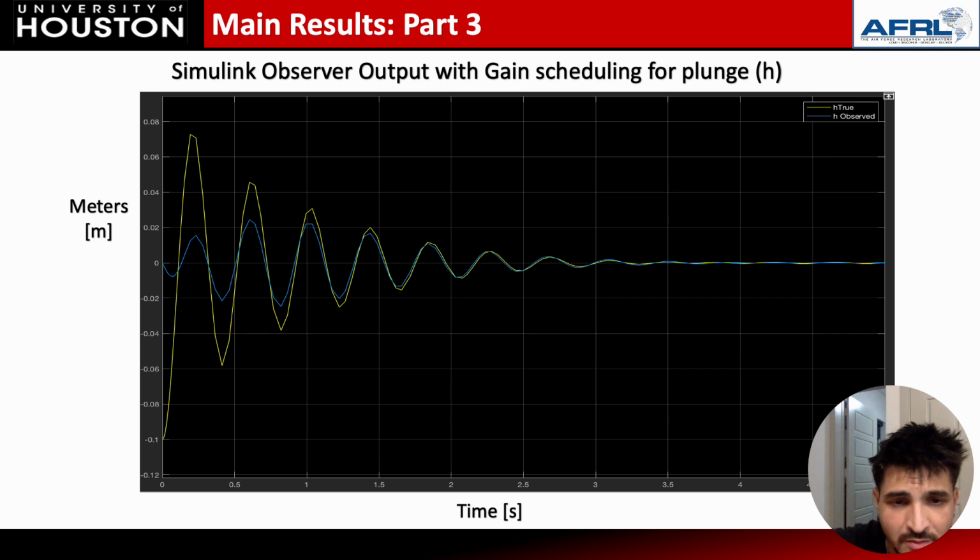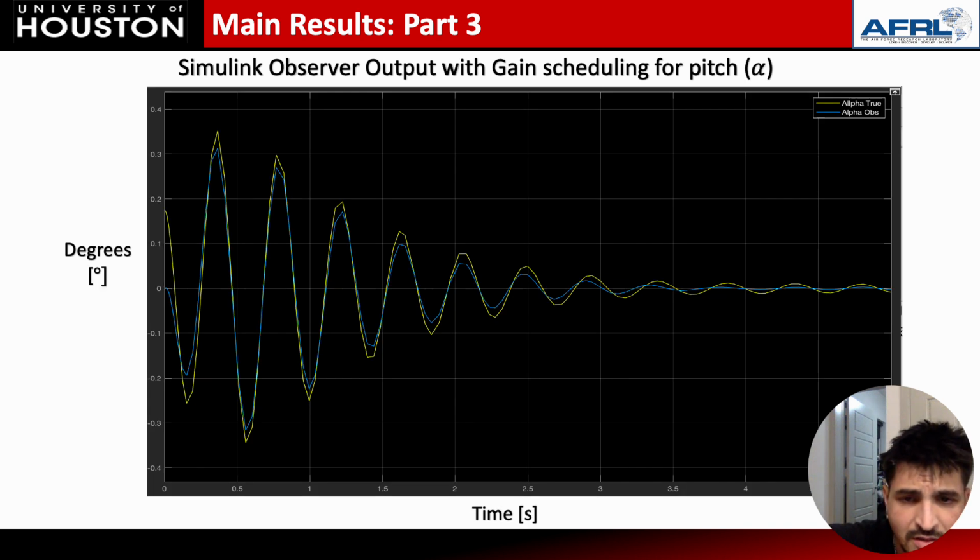So these are the results from the Simulink observer output with the gain scheduling. This is for the state plunge, where you have meters on the left and time in seconds on the bottom. You have the true states being outputted as a yellow line and the observed states as a blue line. There's some undershooting for the system before it converges at around 1.5 seconds. My guess is because of the noise that's being injected, it's obscuring its ability to properly observe the system until it gets properly filtered out, and then it can actually go to the estimated states. So these are the results I get for plunge.